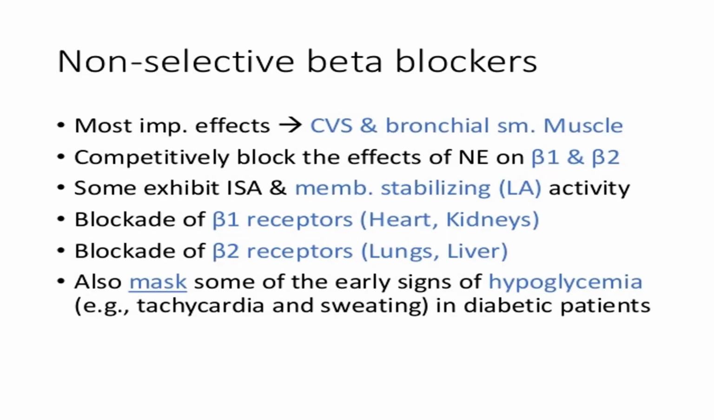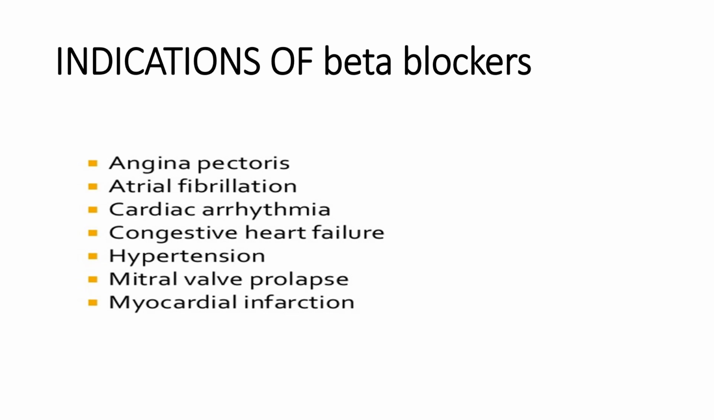Now, what are the effects of non-selective beta blockers? The most important effects are on cardiac and bronchial smooth muscle. They competitively block the effects of norepinephrine on beta 1 and beta 2. Some of them exhibit intrinsic sympathomimetic activity and membrane stabilizing activity, also called local anesthetic effect. Blockage of beta 1 receptors and blockage of beta 2 receptors occur. Now, where are we going to prescribe beta blockers other than angina? Atrial fibrillation, cardiac arrhythmias, congestive heart failure, hypertension, mitral valve prolapse, myocardial infarction.